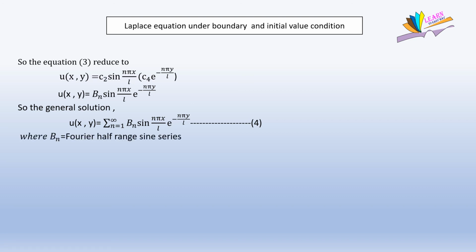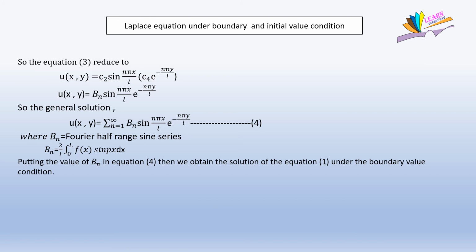So where যেখানে bn is the Fourier half range sine series. So we can write bn is equal to 2 by l integration of 0 থেকে l f(x) sin px dx. Putting the value of bn in equation 4, then we obtain the solution of the equation under the boundary and initial value condition.